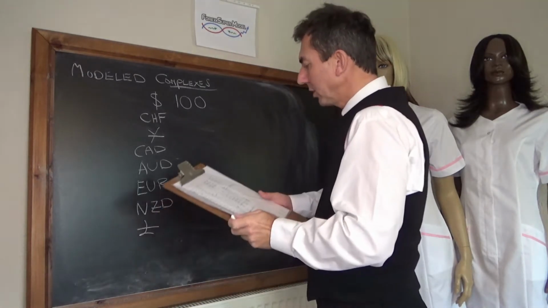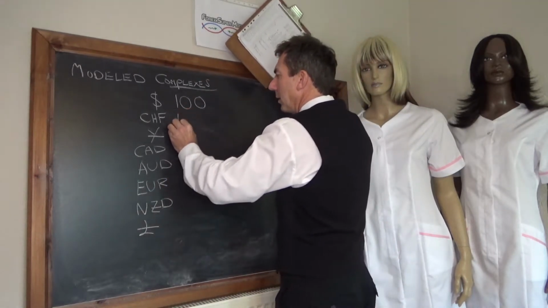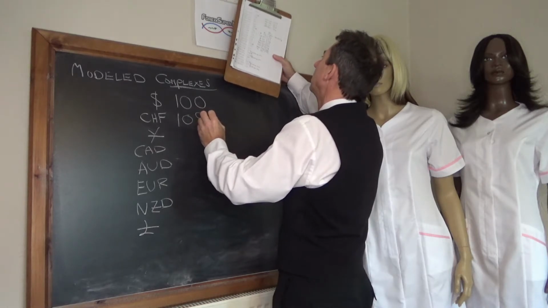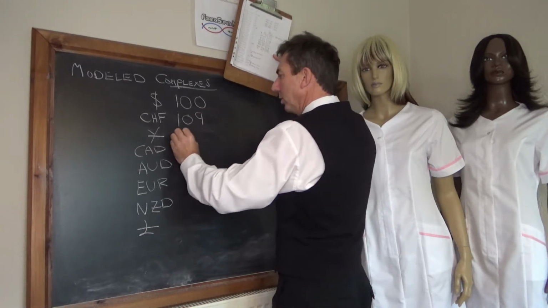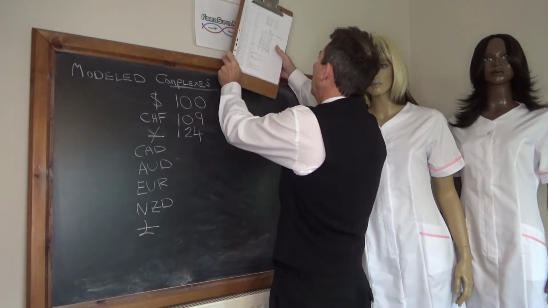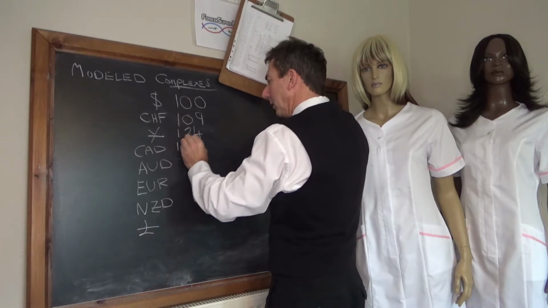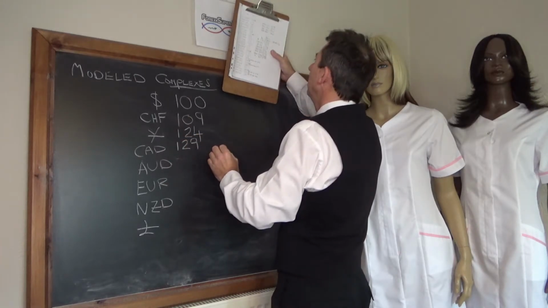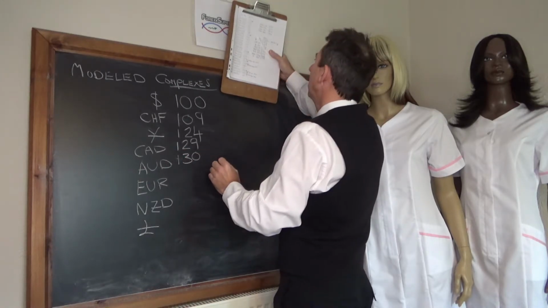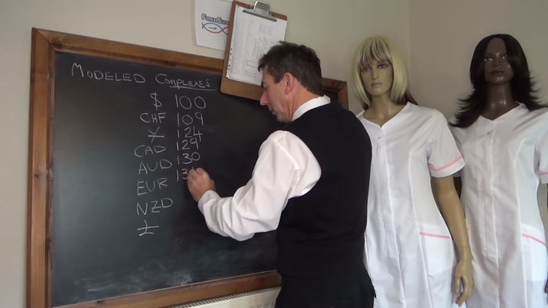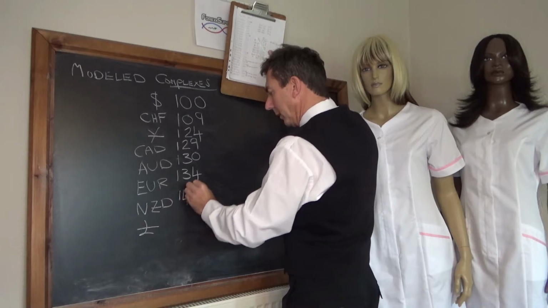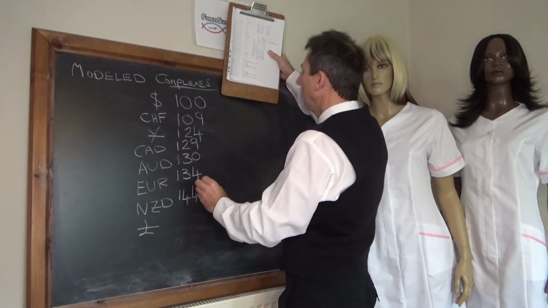So the Swiss franc we rate as 109. The yen at 124. The CAD at 129. The AUD at 130. The EUR at 134. The NZD at 144. And finally the pound at 179.